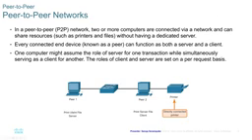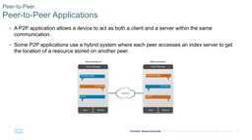Next, we will look at peer-to-peer applications. A peer-to-peer or P2P application allows a device to act as both a client and a server within the same communication. Some peer-to-peer applications use a hybrid system where each peer accesses an index server to get the location of the resources stored on another peer. If you have ever used programs like BitTorrent or torrent applications, they are actually peer-to-peer applications. They use this type of technology.